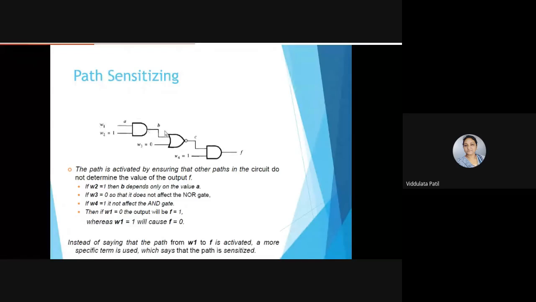As the NOR gate's other input is 0, both the inputs are at logic level 0. That means the output of this NOR gate will be equal to 1. Both the inputs of the AND gate are at logic level 1. That means F will be equal to 1. So here you can find that if W1 is equal to 0, then the output will be F equal to 1. Now if W1, we made it 1.